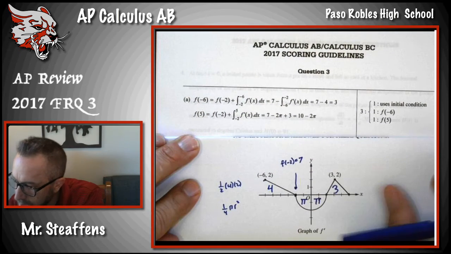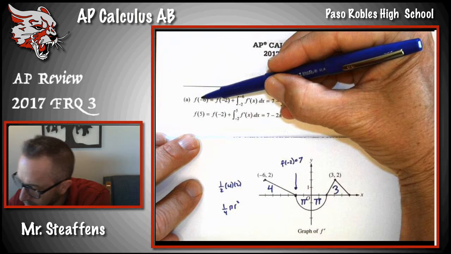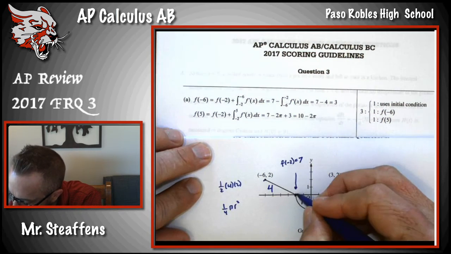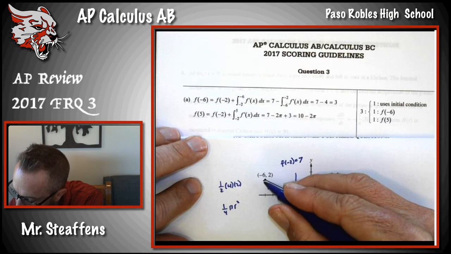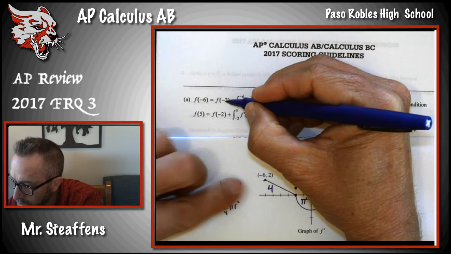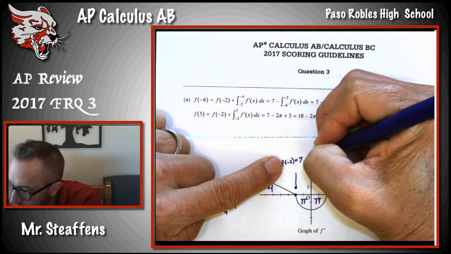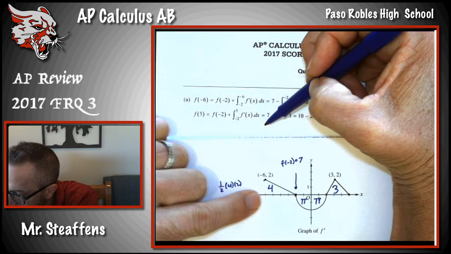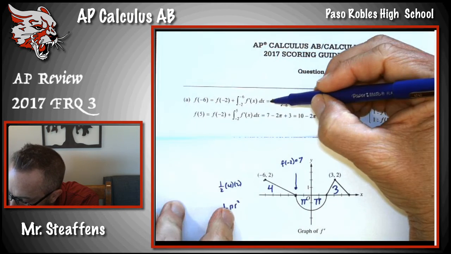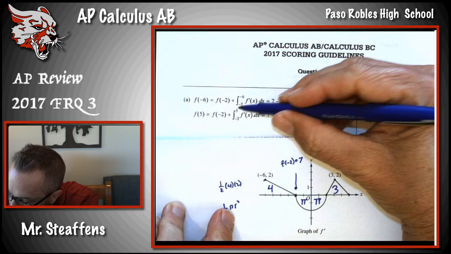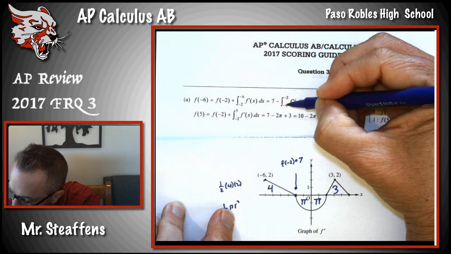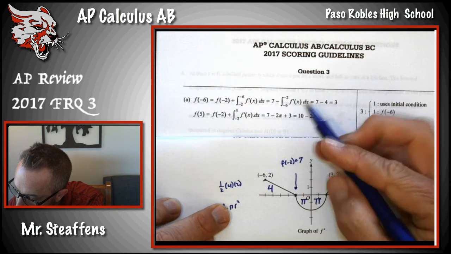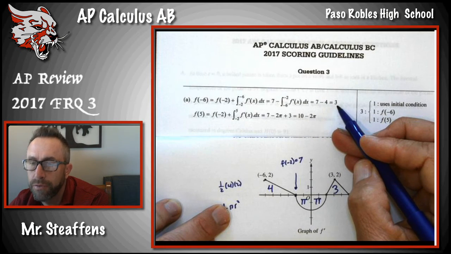All right, so it's asking me to find these values. The first one says, find f of negative 6. Well, if I want to find f of negative 6, then I'm going to have to start here at negative 2 and count backwards until I get to negative 6. So I'm going to start at what it's worth at negative 2. Remember, it's worth 7. So I'm going to start with 7, and then I'm going to subtract the 4 because I'm going backwards. So that's why it says 7 minus 4, and I get a total of 3.